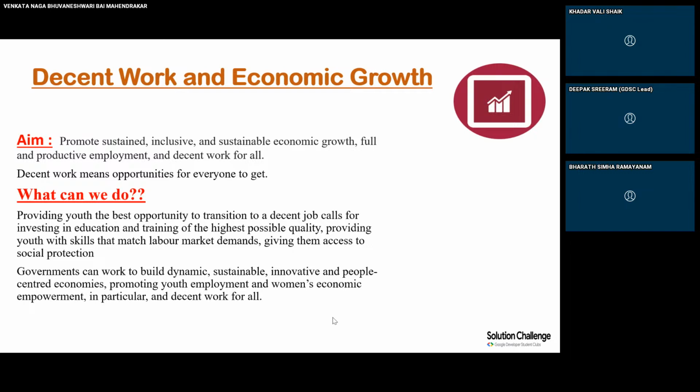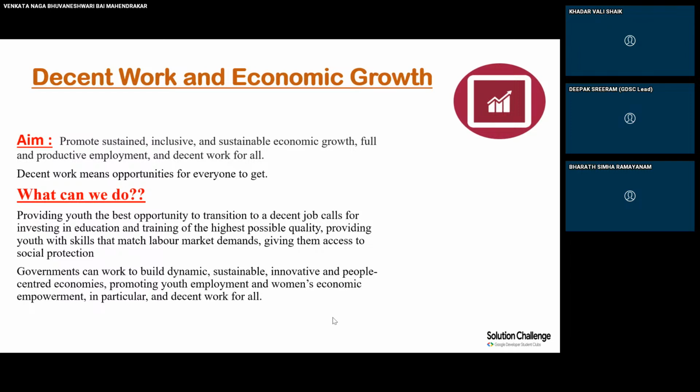So this is about decent work and economic growth. In the last sentence, I have mentioned that governments can work to build dynamic, sustainable, innovative, and people-centered economies, promoting youth employment and women's economic empowerment in particular, and decent work for all. Decent work is providing employment for every individual based on their capability. And economic growth is interlinked to decent work.